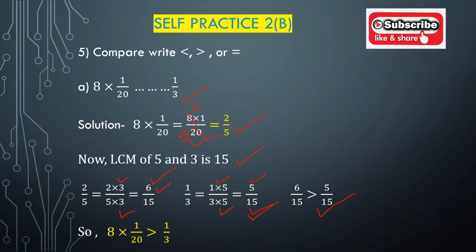So we can write 2 divided by 5 greater than 1 divided by 3. 2 divided by 5 is 8 multiplied with 1 divided by 20. So 8 multiplied with 1 divided by 20 is greater than 1 divided by 3. So we get 8 multiplied with 1 divided by 20 is greater than 1 divided by 3.